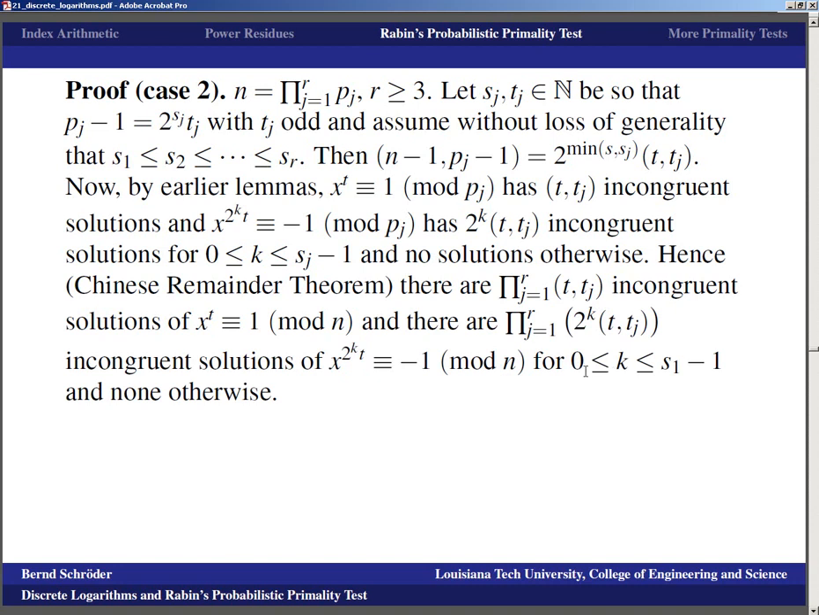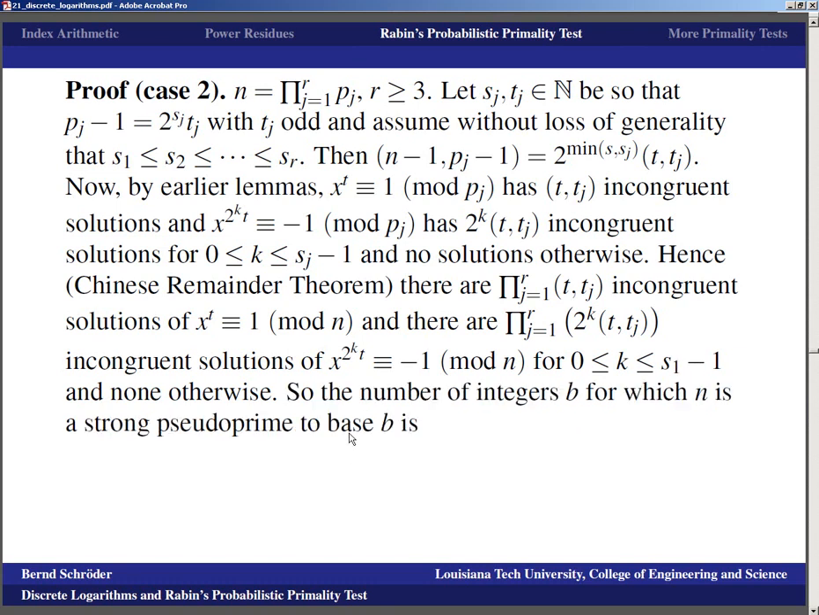as k is between 0 and S1 minus 1, because as soon as it doesn't work for one of the primes, we can't combine things into an overall solution anymore. So that works for k less than or equal to S1 minus 1. That is really indicated. That's not supposed to be an Sj or anything like that. And there are none otherwise.